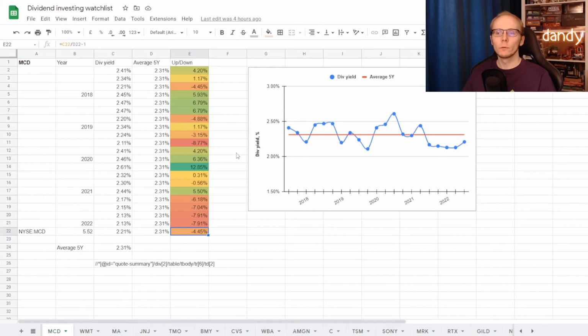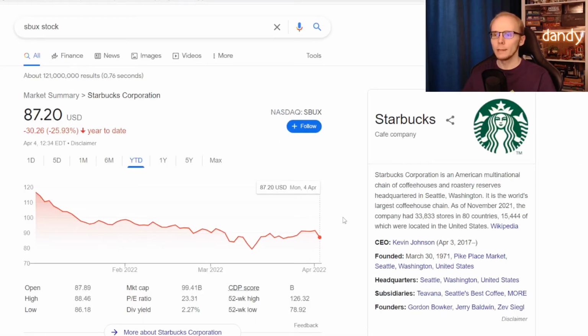So now that we've looked through McDonald's dividend yield history, I would like to present another name from the consumer discretionary sector, which I believe has more opportunity looking into its dividend yield history. And that name is Starbucks, ticker symbol SBUX. It's not exactly the same as McDonald's, as they are focused on coffee, being the world's largest coffeehouse chain.